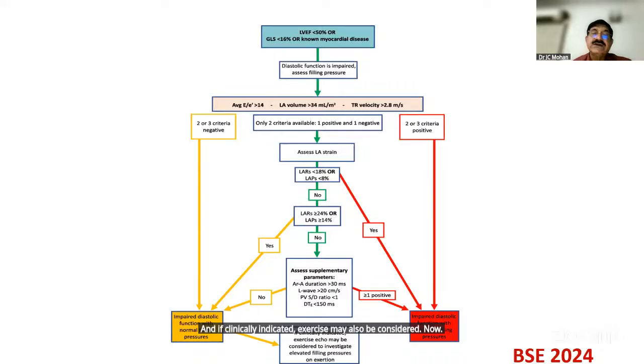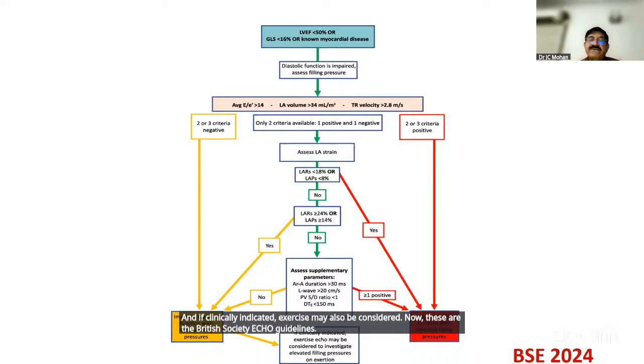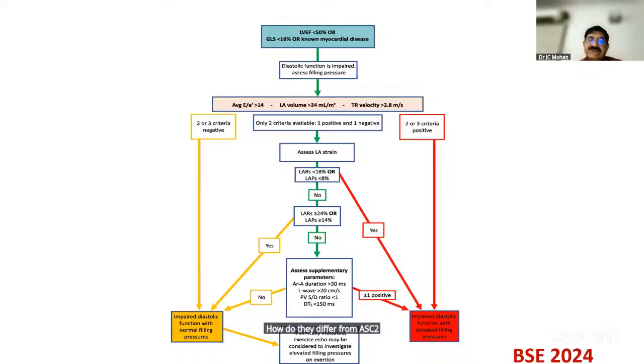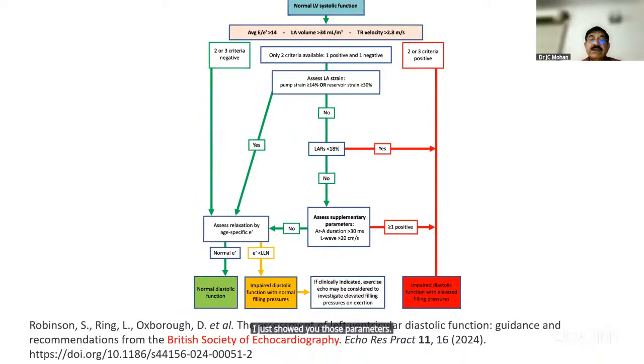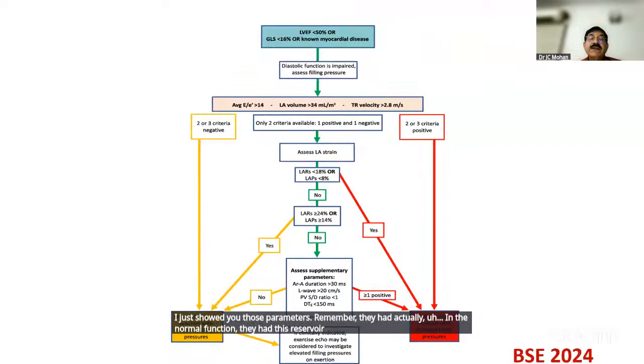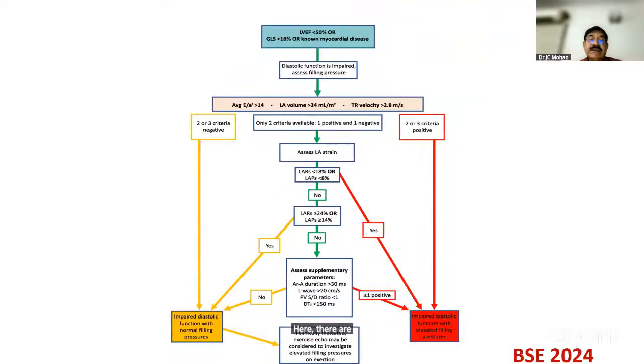Now, these are the British Society Echo guidelines. How do they differ from ASC 2025 guidelines? We will discuss in a moment. But in general, there is a category of left atrial reservoir strain, which is actually three categories: less than 18, 18 to 24, and then 30 and above. I just showed you those parameters. Remember, in the normal function they had this reservoir strain 30 or more. Here they are less than 18, more than 24, and between 18 and 24.